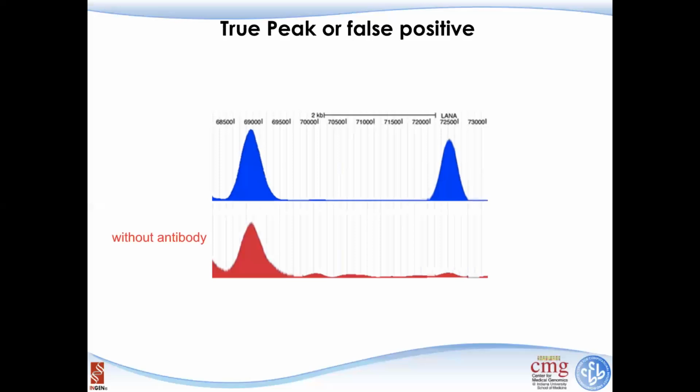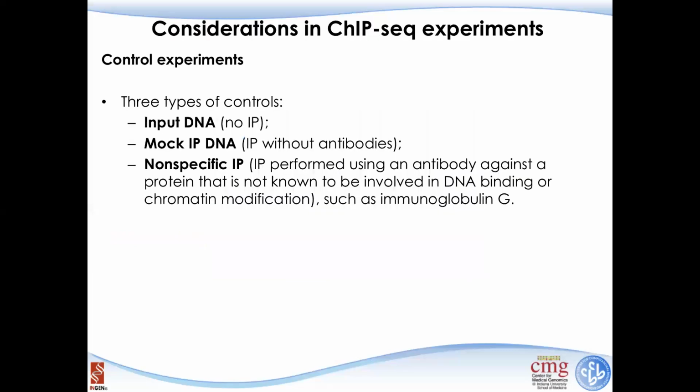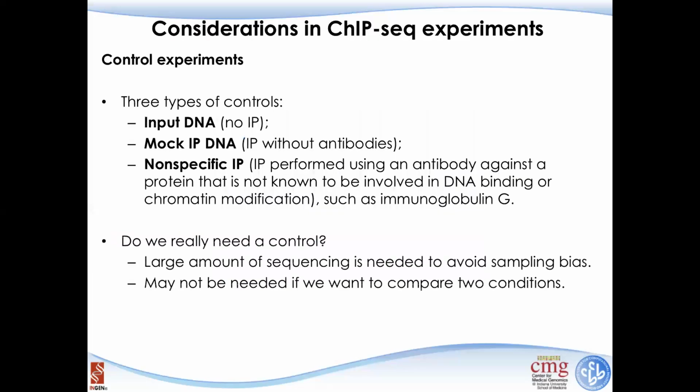But when you use a control, a naked DNA without antibody binding, and you do ChIP-seq, and you find there is a peak here, then you say, okay, those are false positives. And when you compare, you may make a conclusion those are true peaks. So let's bring up another consideration. That is, do we need a control? I definitely prefer that we need a control, but again, it depends on what you are going to study.